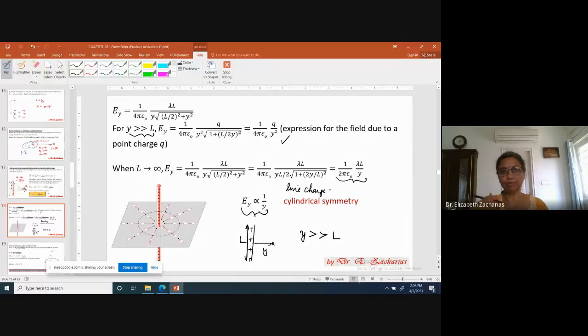So now I hope you'll be remembering: point charge, 1 by r squared. Then dipole, 1 by r cubed. Then for a quadrupole, 1 by distance to the power of 4. For a line charge, it is 1 by y.